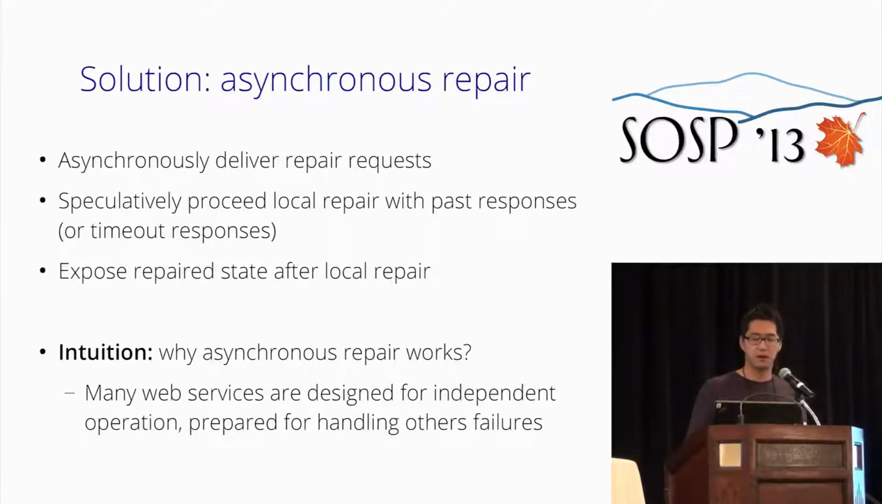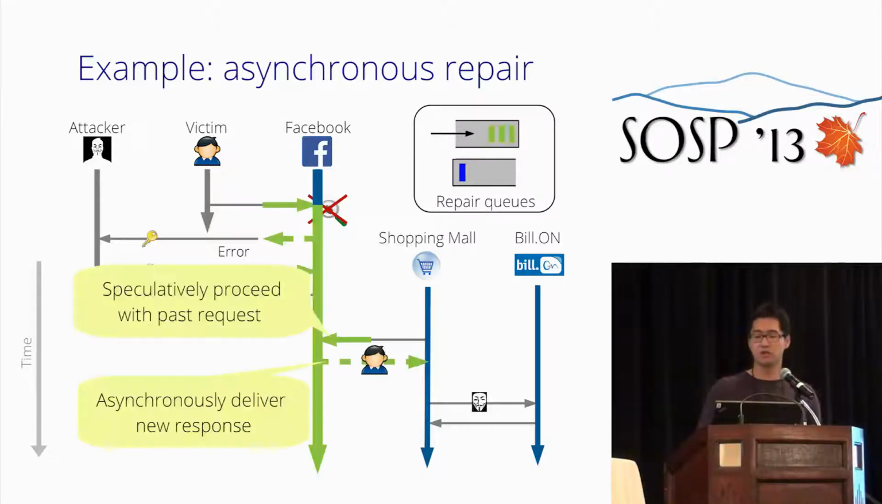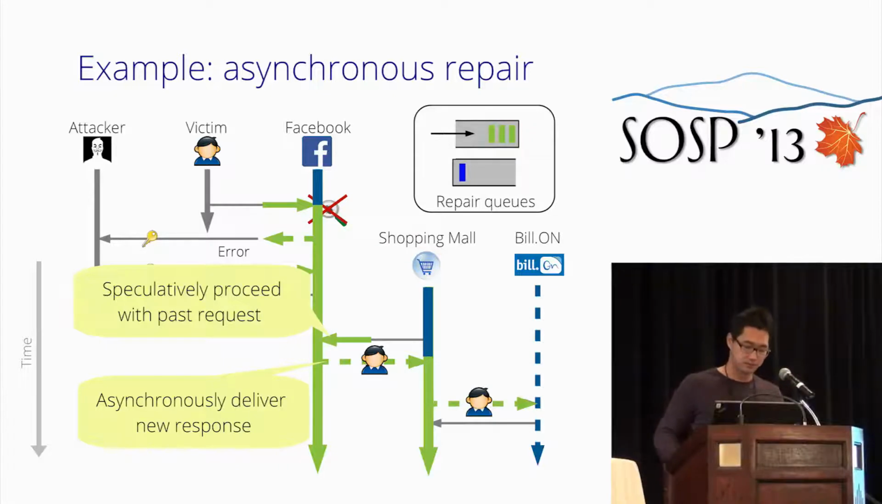Let me show you an example of asynchronous repair. In this example, instead of rolling back many other websites together, we simply roll back the state of Facebook, because Facebook had the vulnerability. And then we asynchronously repair the state of Facebook. In this case, we speculatively proceed with the past request by the shopping mall and asynchronously deliver the new response that we modified, which contains the original victim's address. Then when the shopping mall gets this new response from Facebook, it similarly rolls back its system state and asynchronously repairs.